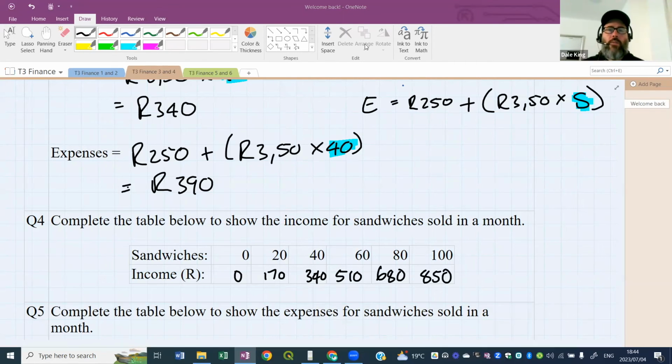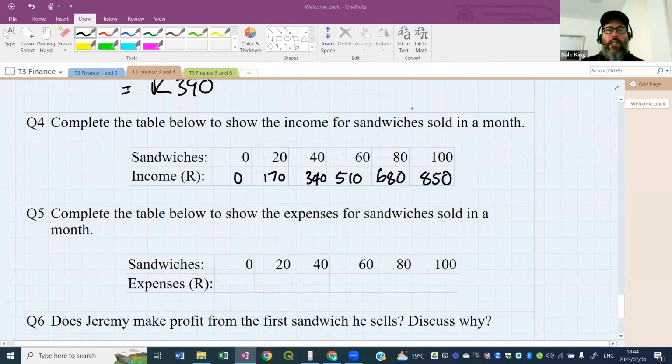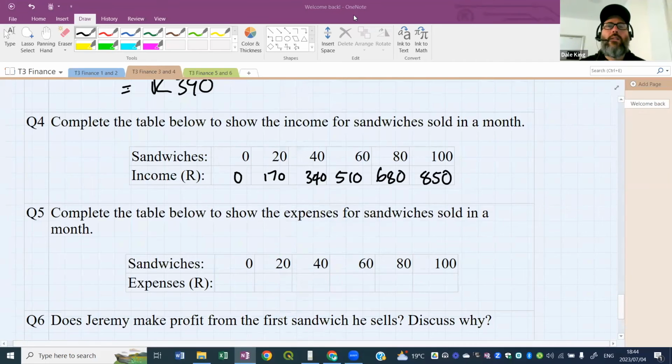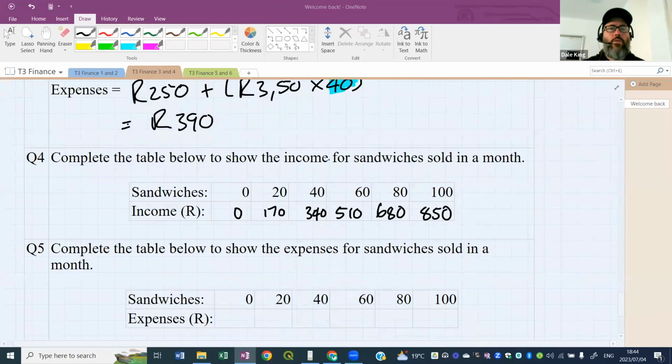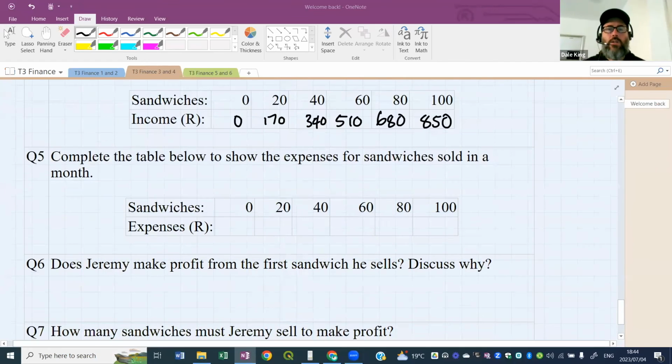Who would like to help me with the expenses table, please? Somebody? Anybody? You just have the equation on your calculator and you just change the numbers. I've got numbers for 20 and 40. For 20, it was 320, and 390. So I've got 320 Rand for 20 and 390 for 40.